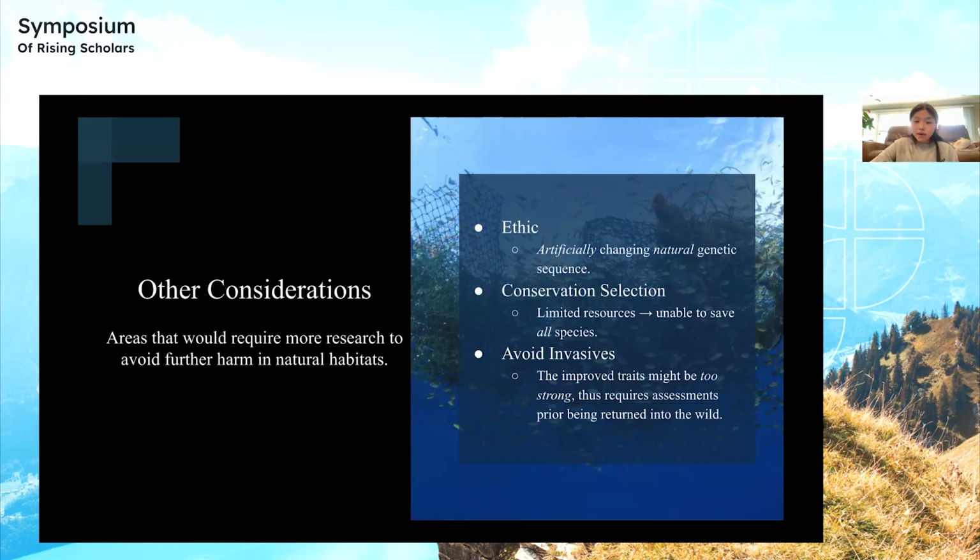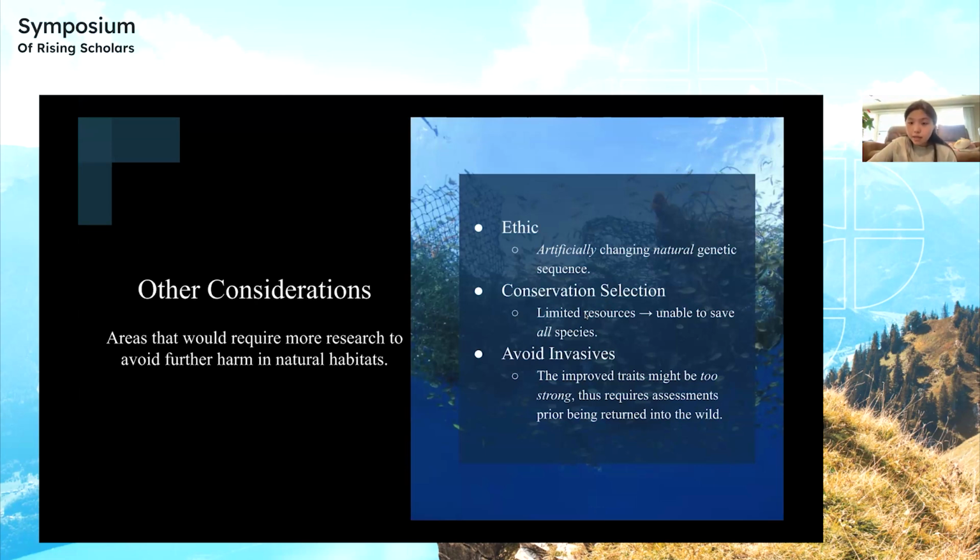And the second consideration is conservation selection. So there are over, I'd say, 6,000 at least coral species, and we do not have the resources to save them all. So there has to be a consideration made of which ones we are going to protect and which ones we will leave out. So there will be some necessary assessment to be made by assessing the environmental value of each coral species.